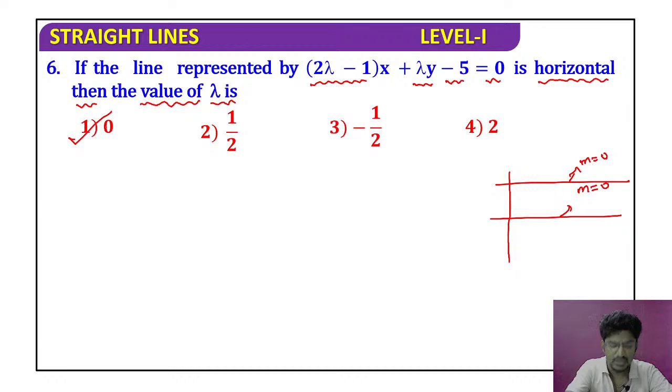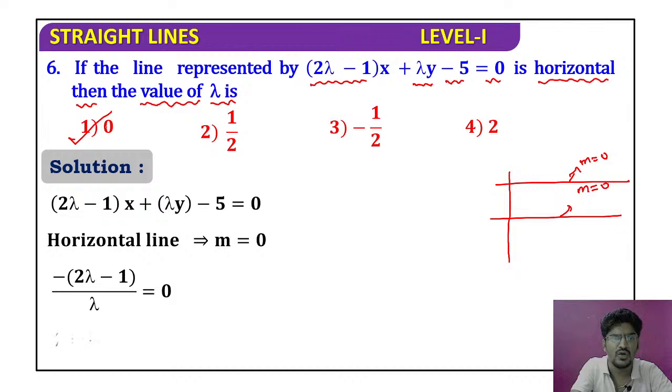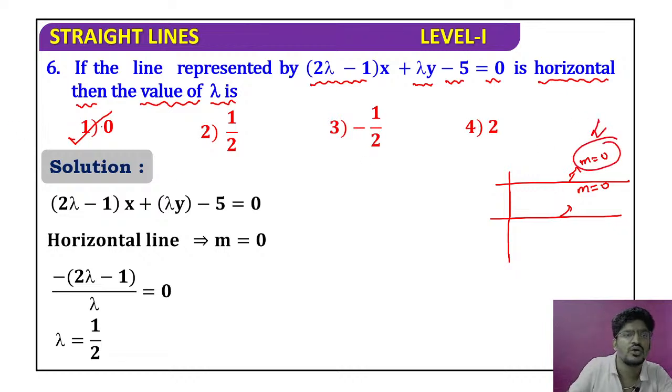So, like this, if you know the theoretical concepts, you should be able to solve it directly. There are steps to simplify this, no problem. See here, we know that the slope of a horizontal line is m equal to 0. Therefore, lambda equal to 1 by 2. Okay, but you have to be careful. Here we found the slope, that is m equal to 0. That is your first option. But what is our question? Find the value of lambda.